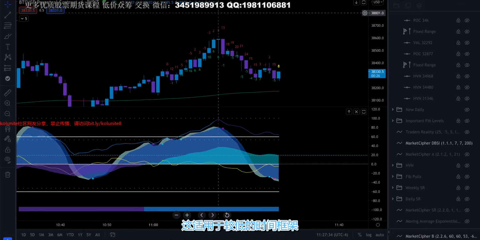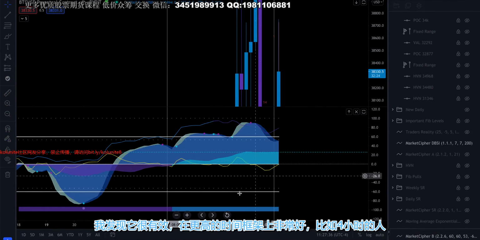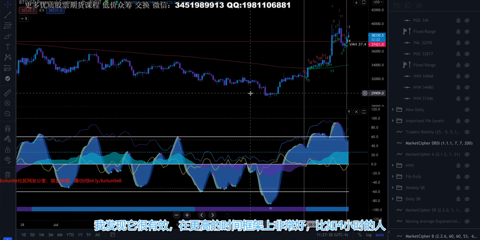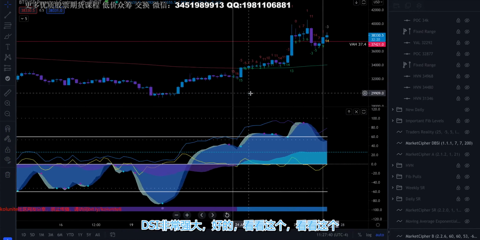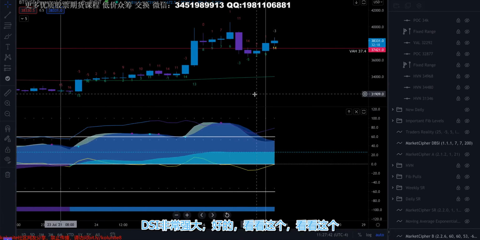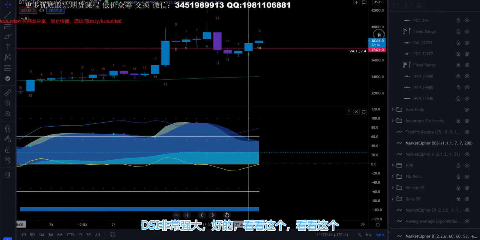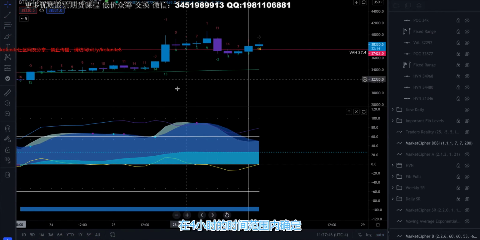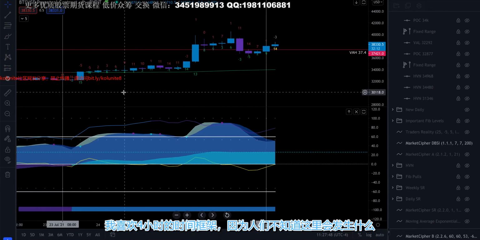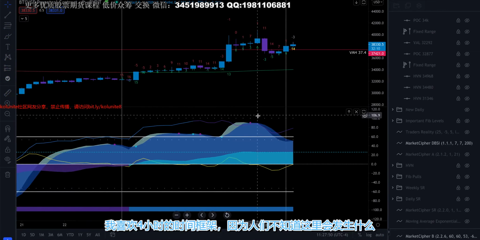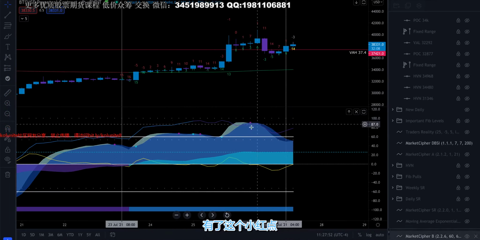This works on the lower time frames. I find it works very well on the higher time frames, like the 4 hour. Guys, the 4 hour DBSI is just super, super powerful. Okay, look at this. On the 4 hour time frame, I love the 4 hour time frame because people didn't know what was going to happen here with this red dot.